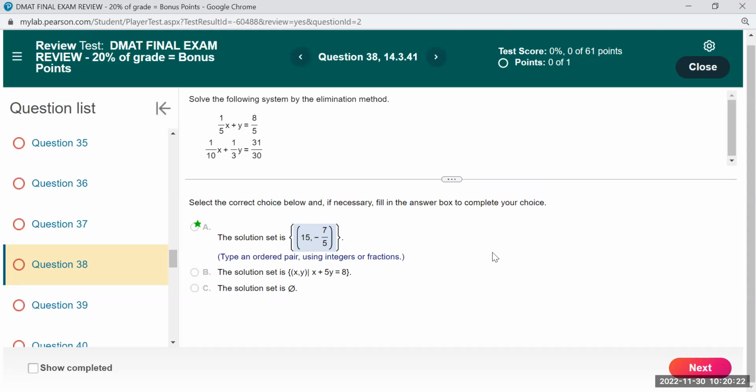Using the elimination method. That's line 1.